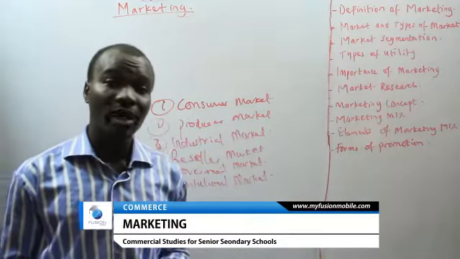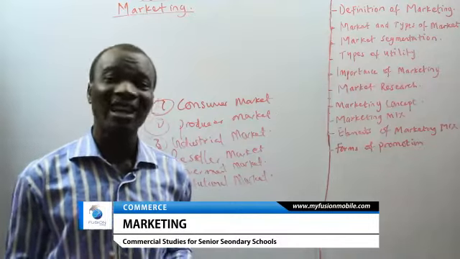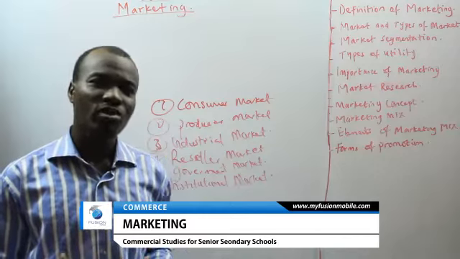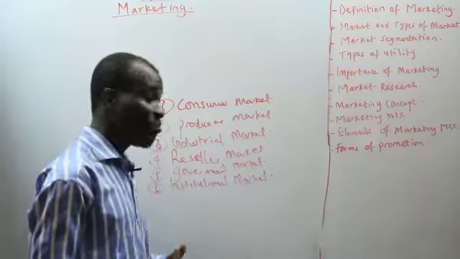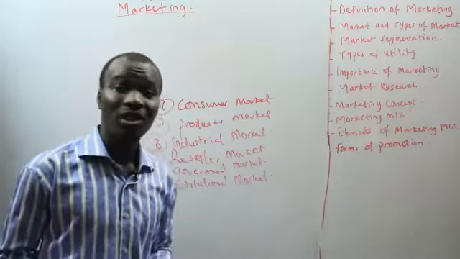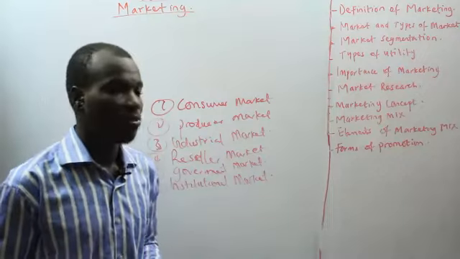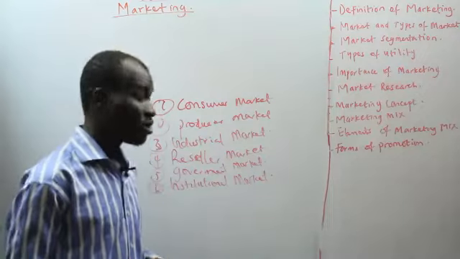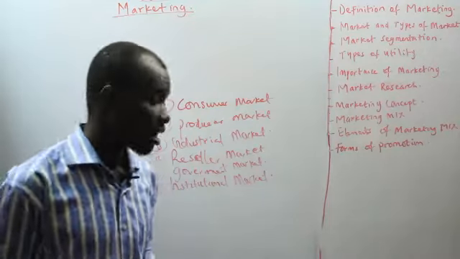So it's whereby the federal government, the state government, and the local government are the consumers of some kind of goods and services. So the market is called the government market. Goods and services are sold directly to the government and also to any other bodies. Such a market consists of the government, which may be at the federal level, state level, or local level.